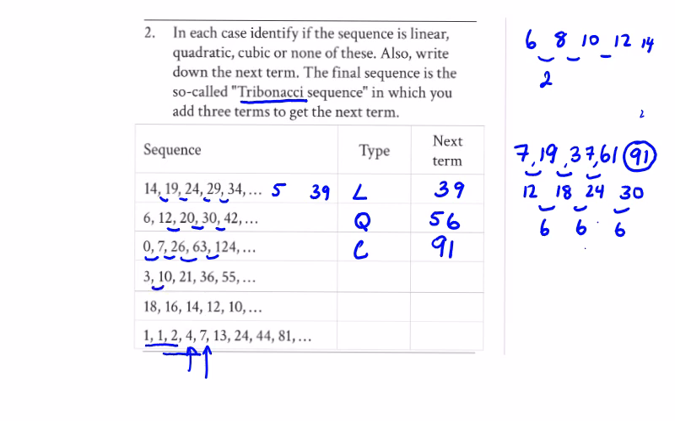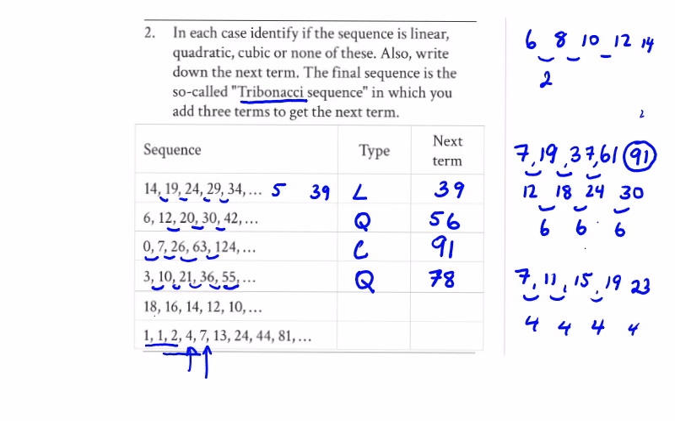Now 3, 10, 21, we have a difference of 7, 11, 15, and then 36 to 55 is 19. Then my next difference is 4, so this is quadratic. Adding 4 onto 19 to get 23, and adding 23 onto 55 would give 78.